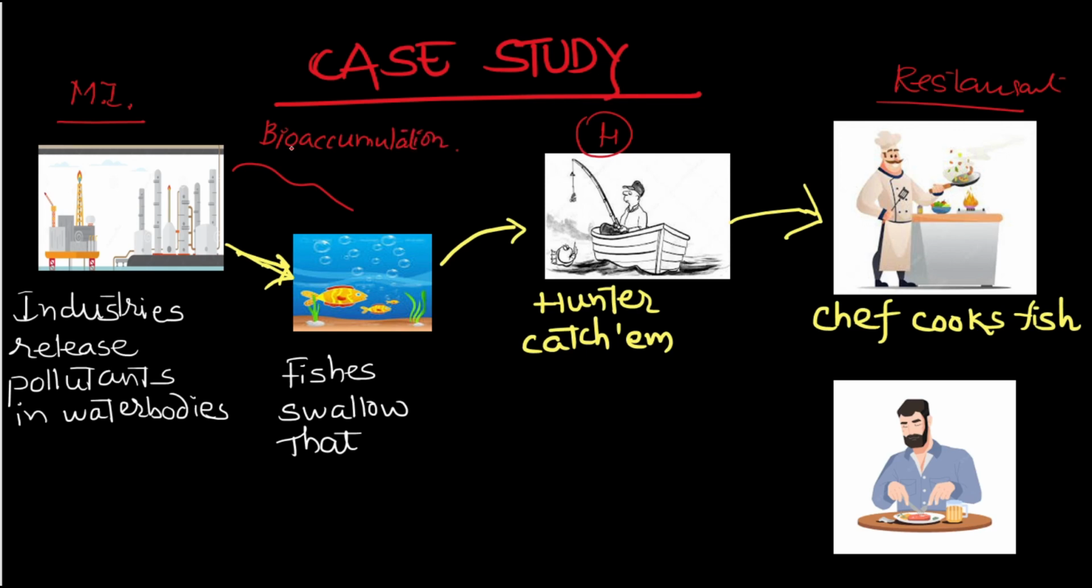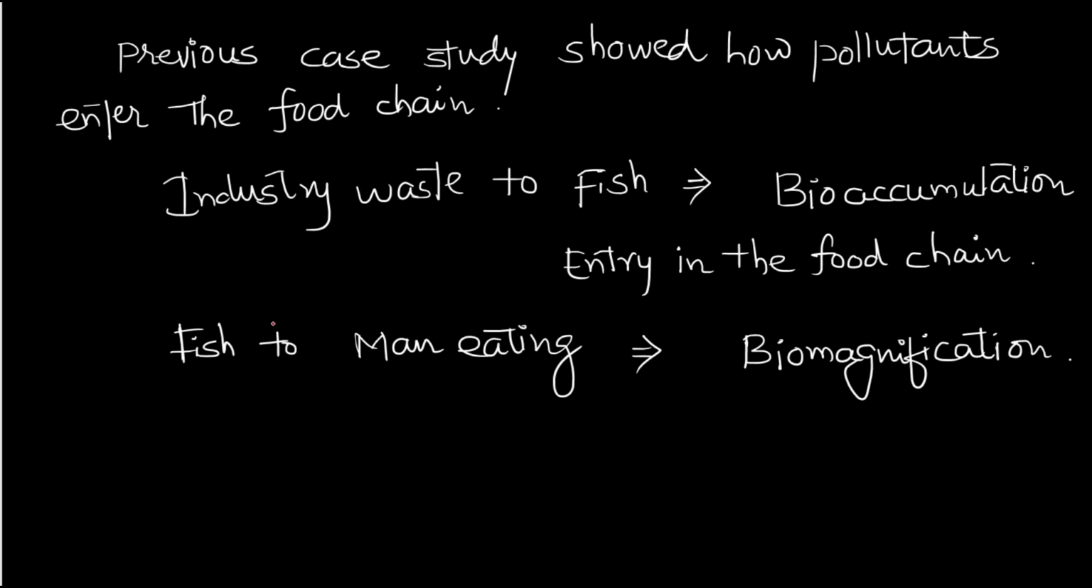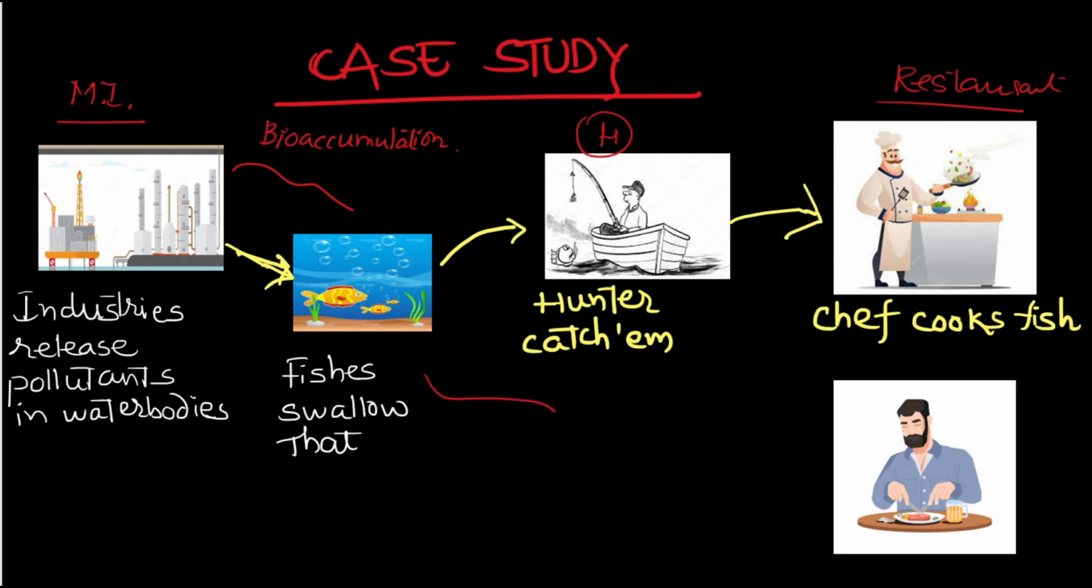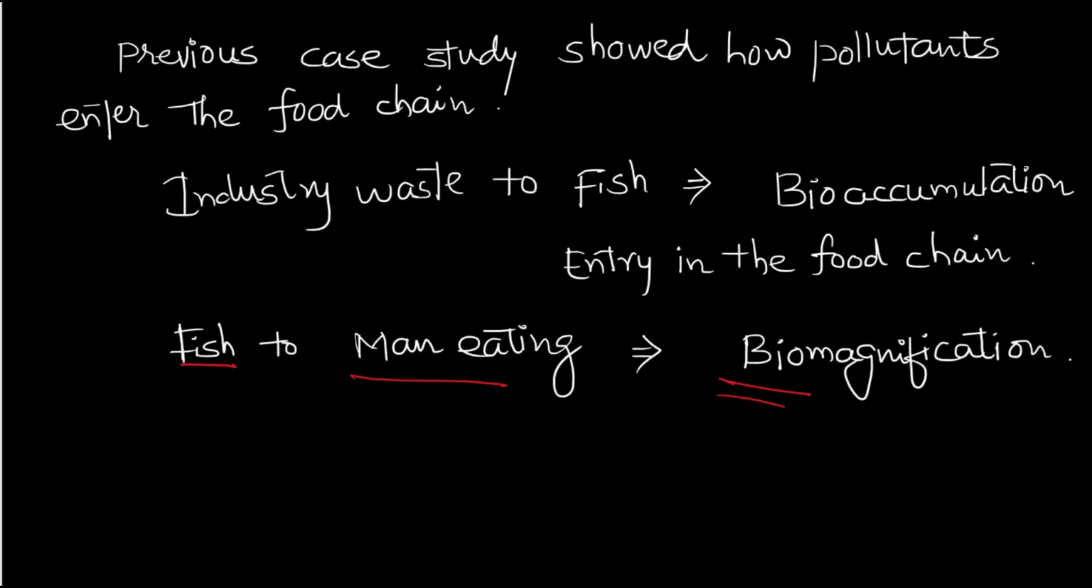So this is bioaccumulation, and from the fish to man eating that dish, the pollutant is traveling upwards in the trophic levels. So it is traveling to upper trophic levels in the food chain, and that is said to be biomagnification. So from fish to ultimately the dish, that is said to be biomagnification. So these two are the basic definitions of bioaccumulation and biomagnification. I hope now you understand what bioaccumulation and biomagnification are.